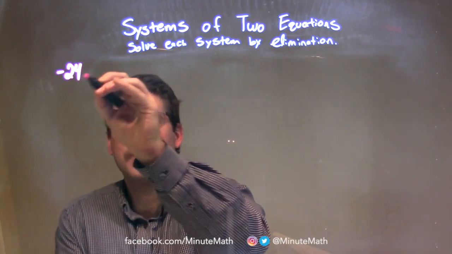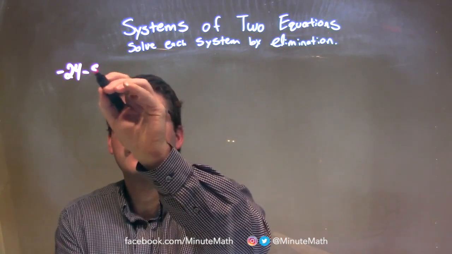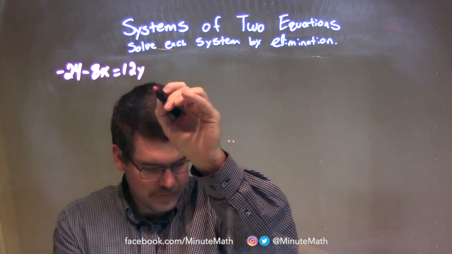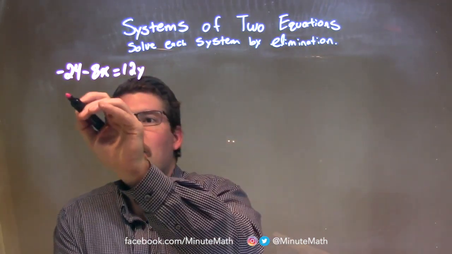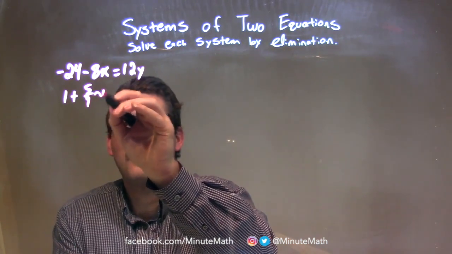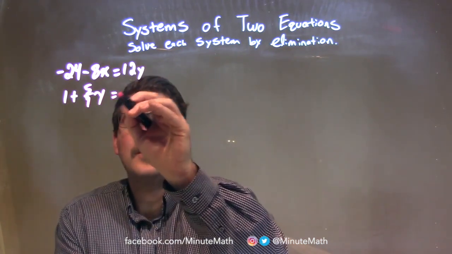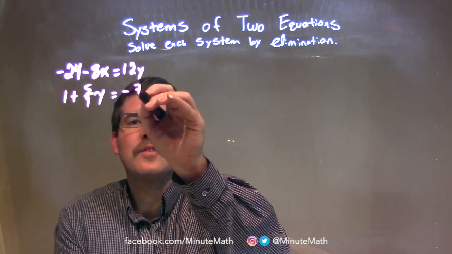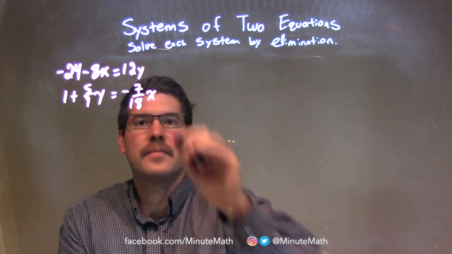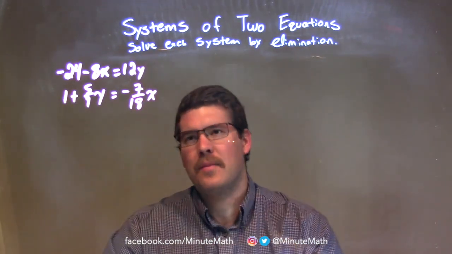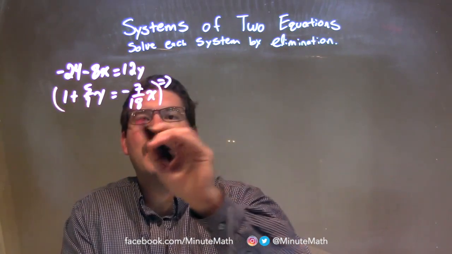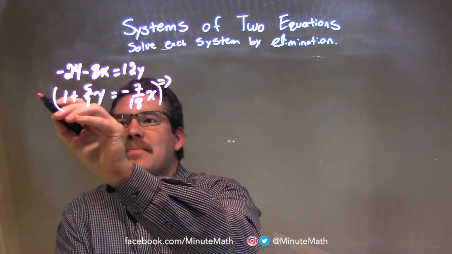Negative 24 minus 8x equals a 12y. And then I have 1 plus 5 ninths y equals a negative 7 18ths x. Well, first thing I'm going to do here is I'm going to multiply the second equation by 18.